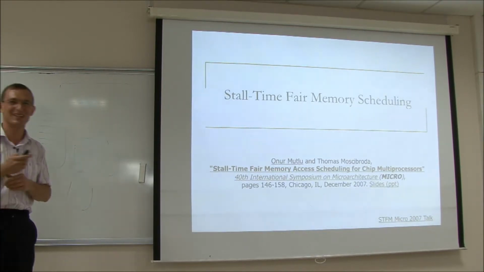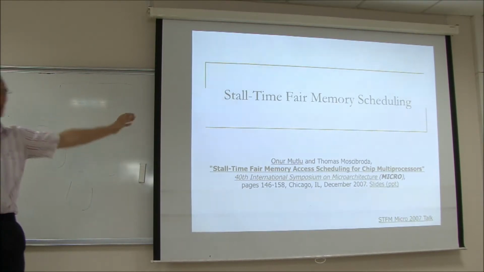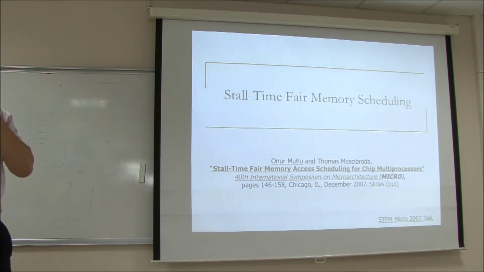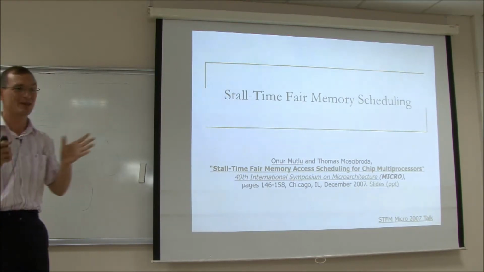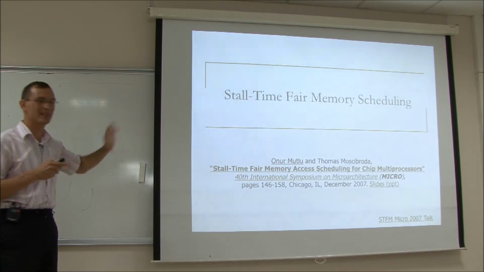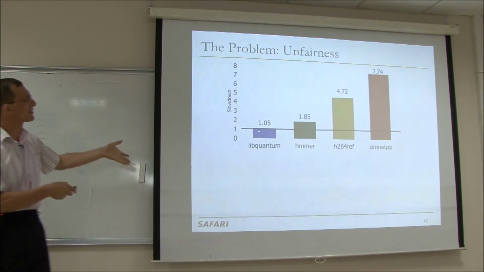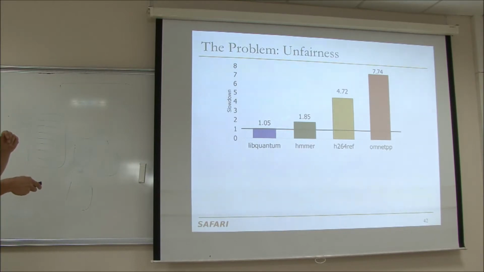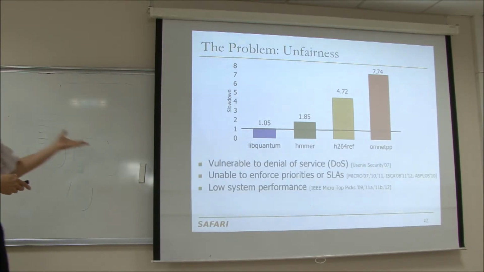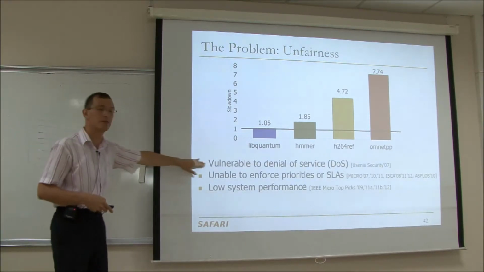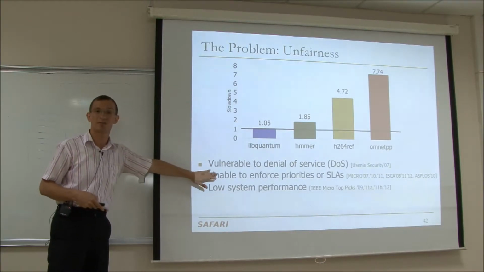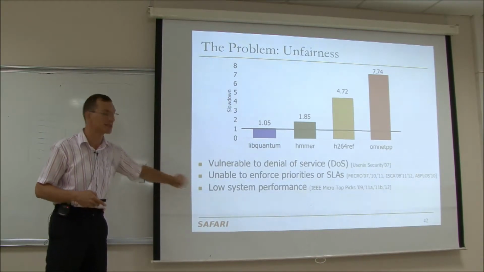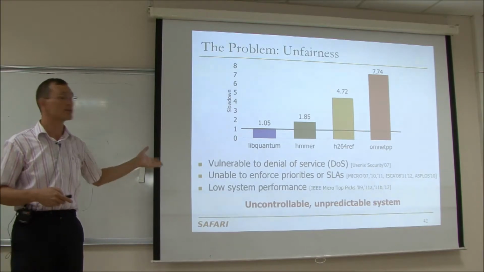It'll get cold soon. Okay, so I'll briefly cover stall time fair memory scheduling in a little bit more detail. I will not go into too much implementation detail, but I'll tell you some of the trade-offs. So remember, this was a picture with a 4-core system, right? Some applications slow down very little, some applications slow down a lot. And there were a lot of problems with it: denial of service vulnerability, inability to enforce priorities or SLAs, and low system performance. So we wanted to solve this problem.